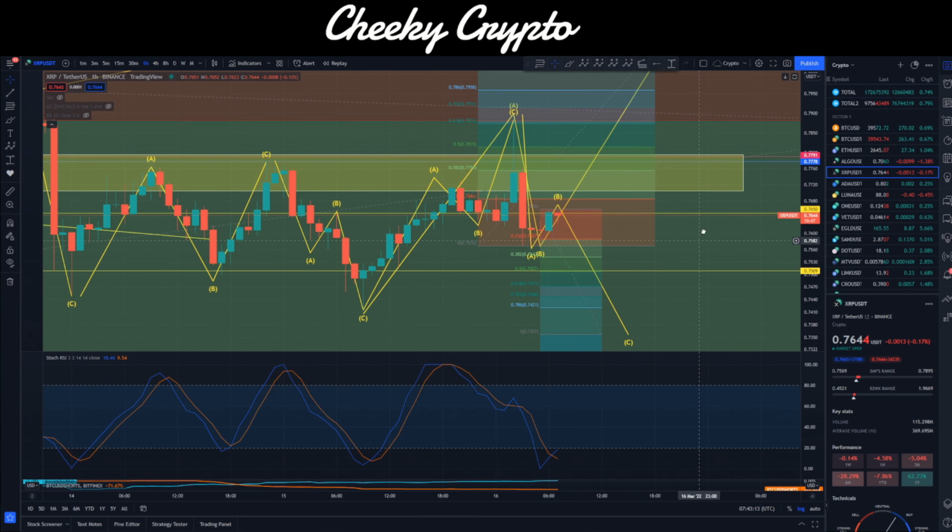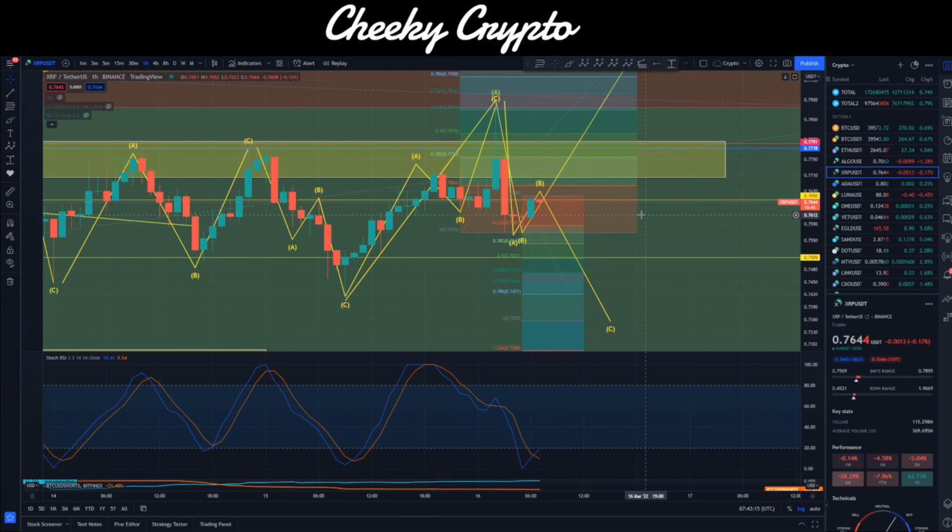Okay, so it's not exactly clear as to which direction this is going to go. If we drop down lower than the 74.1 that we had over here, then that does confirm that we're going down lower.